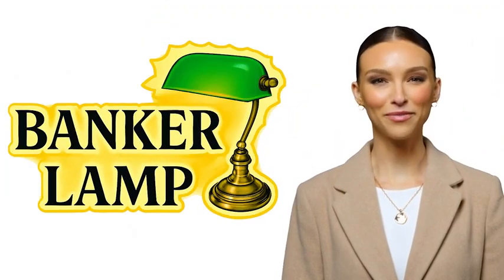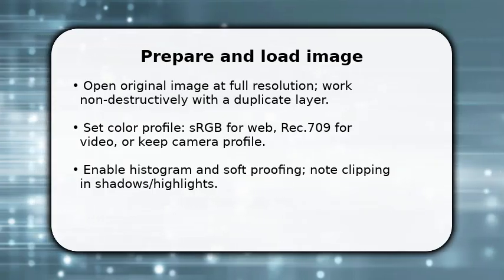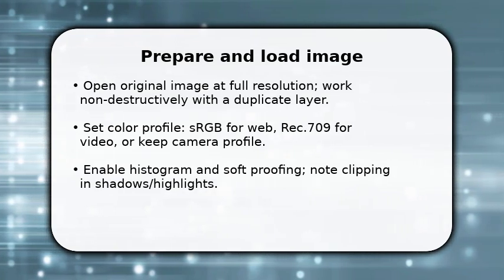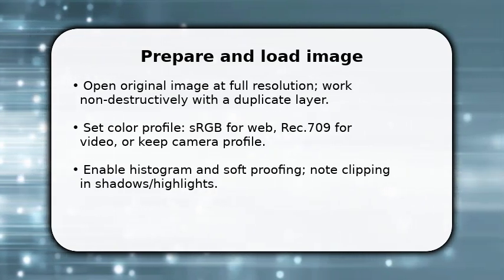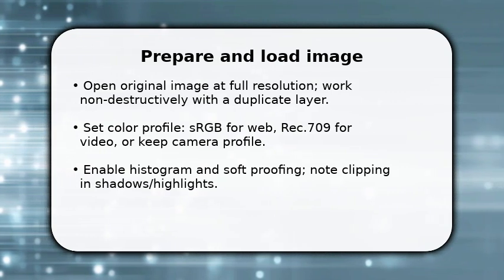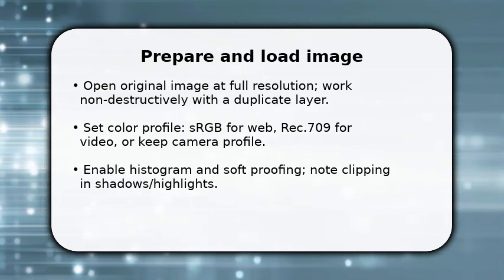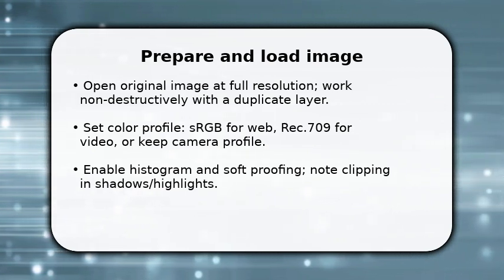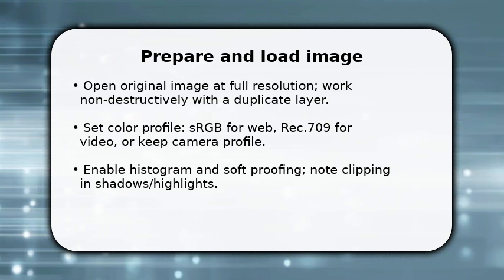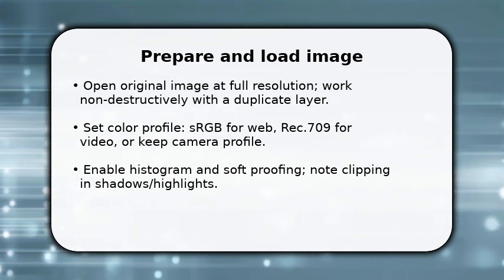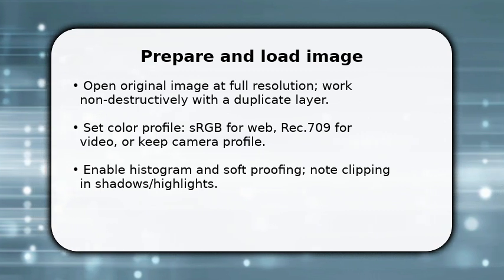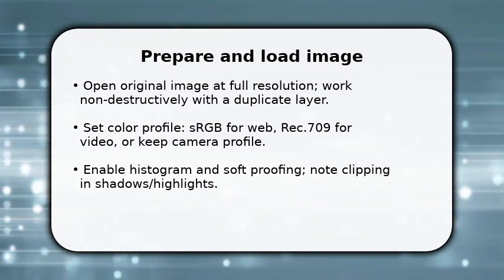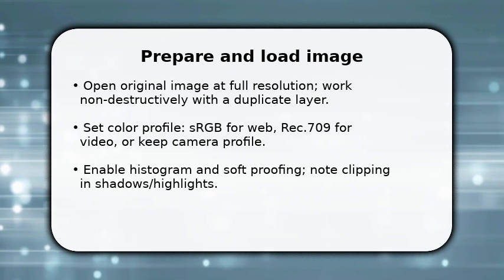Please enjoy the video. You begin by loading the highest quality source and creating a duplicate layer so you never lose the original. Once done, confirm the document color profile, sRGB for web or Rec. 709 for video, because correction depends on that reference. Make sure to enable the histogram and soft proofing to watch for clipping. These guides tell you whether you're crushing shadows or blowing highlights.